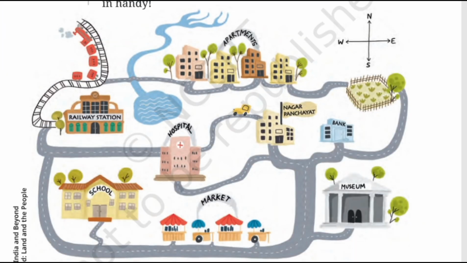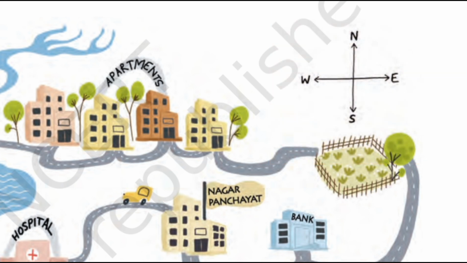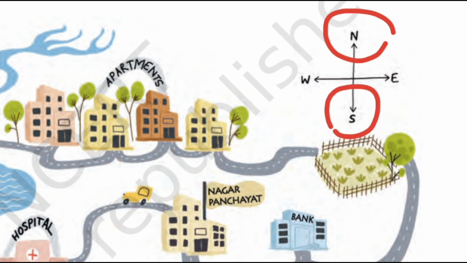Okay, you can see a map here, isn't it? So we can just look at it. If you look at the map, you can see something like this, isn't it? That particular thing will help us to find out the direction. Whatever is on the upper side, that is north, whatever is on the lower side, that is south, whatever is on the right side, that is east, and whatever is on the left, that is west. Okay, this is how we will find out the direction.